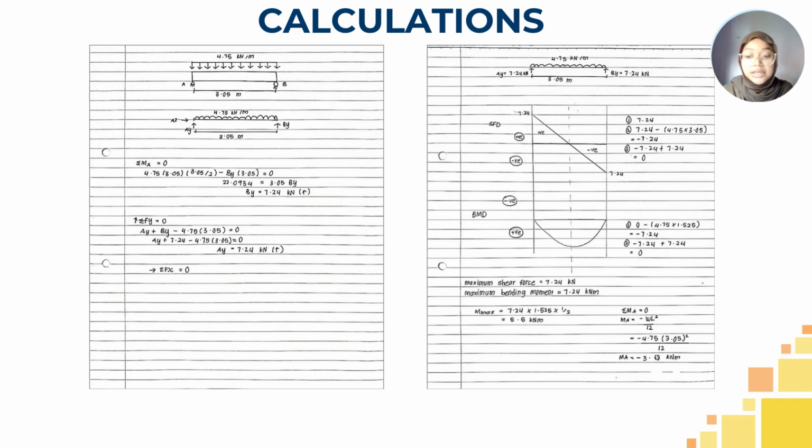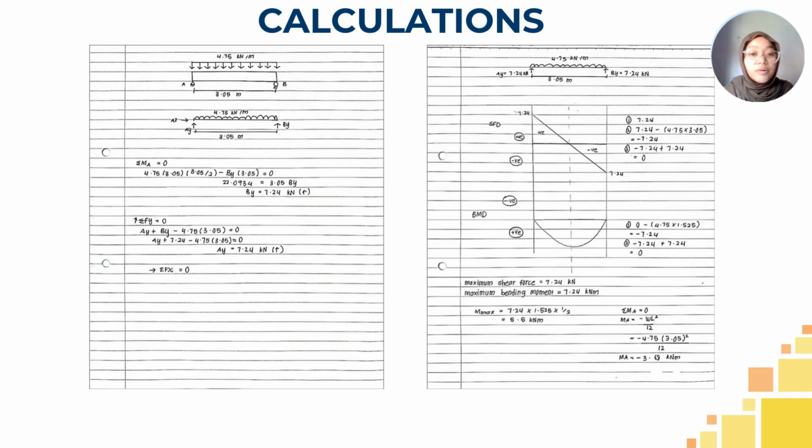Okey, nilai total moment A sama dengan kosong. Jadinya 4.75 saya darabkan dengan 3.05 iaitu panjang dia. Disebabkan UDL saya bahagikan dia dengan 2 lagi. So tolakkan dengan BY, jarak dia adalah 3.05 sama dengan kosong. Jadinya hasil daripada tu saya dapat 22.0934 sama dengan 3.05 BY, saya pindahkan ke sebelah sana. Jadinya dia akan menjadi BY sama dengan 7.24 kilonewton.